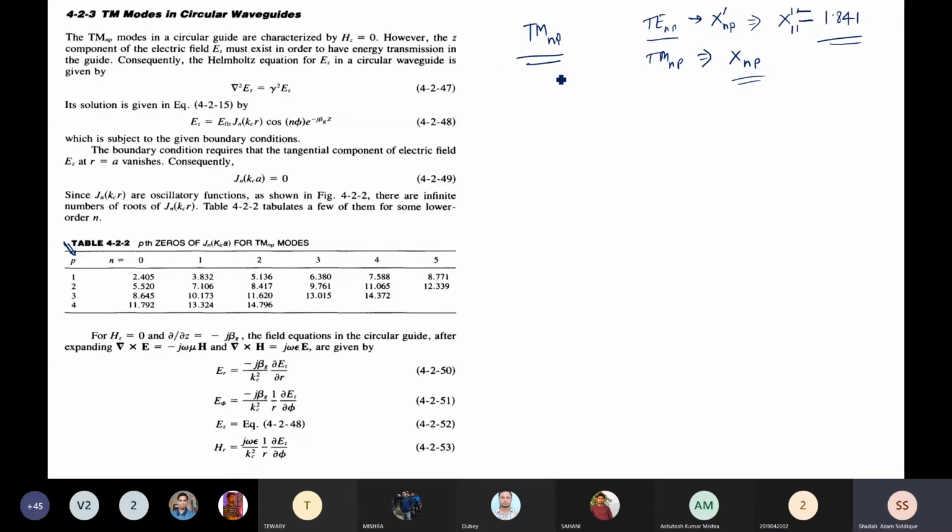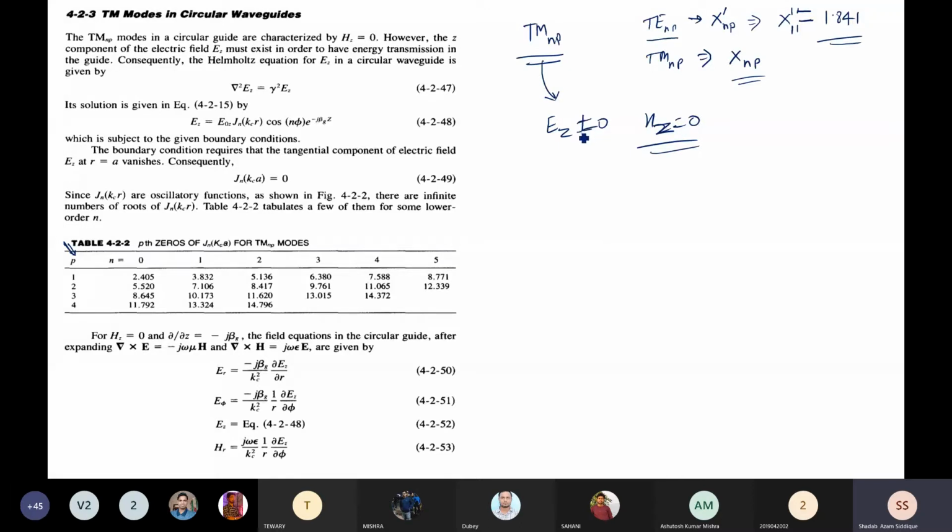For the TM mode, Ez will not be equal to 0, and the Hz component will be 0. So the transverse component of the magnetic field is 0. So we have, for the transverse magnetic field mode in the circular waveguide, the magnetic field in the Z direction equal to 0.